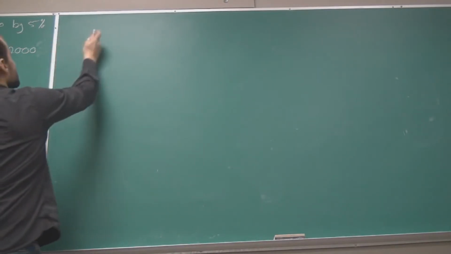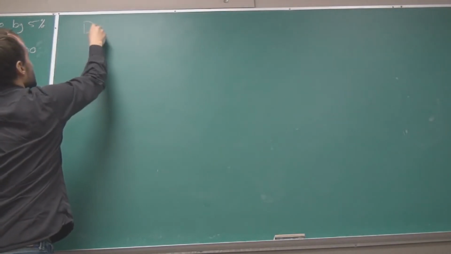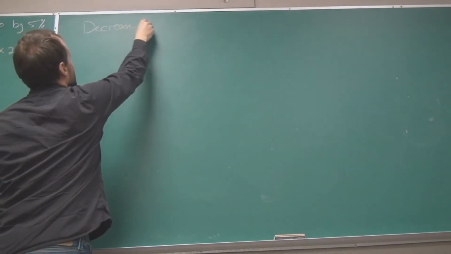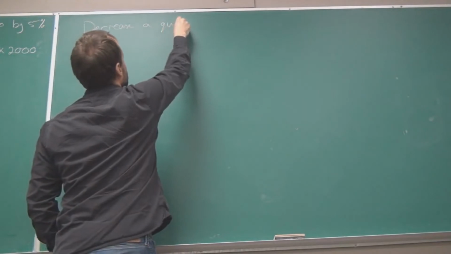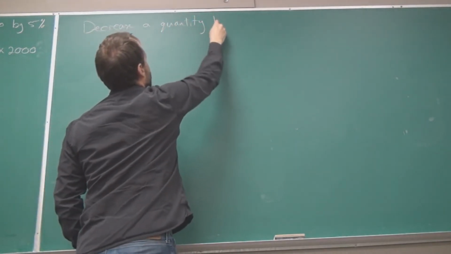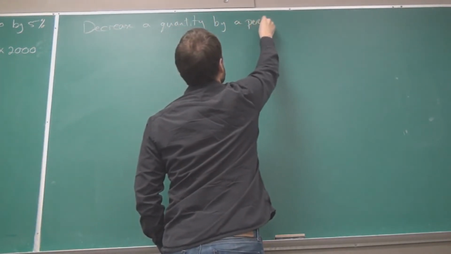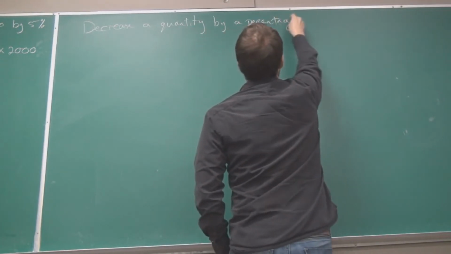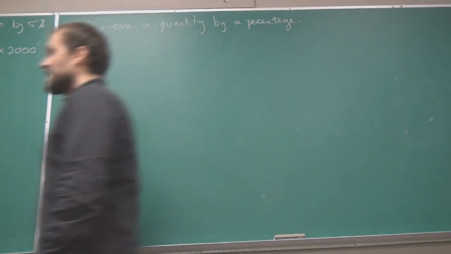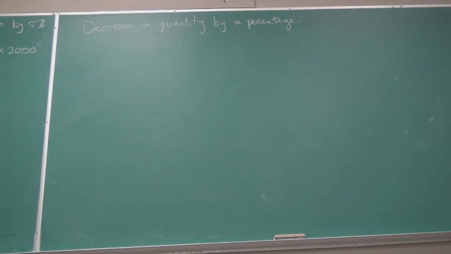The other one is decrease a quantity by a percentage. When does that happen? Maybe there's a sale, a product is marked down, Black Friday sales, that's when you're all over the place. Good times. Not for my wallet, but good times for getting stuff.